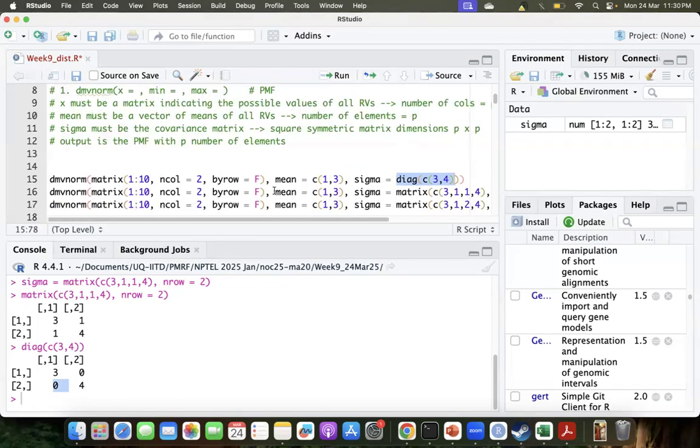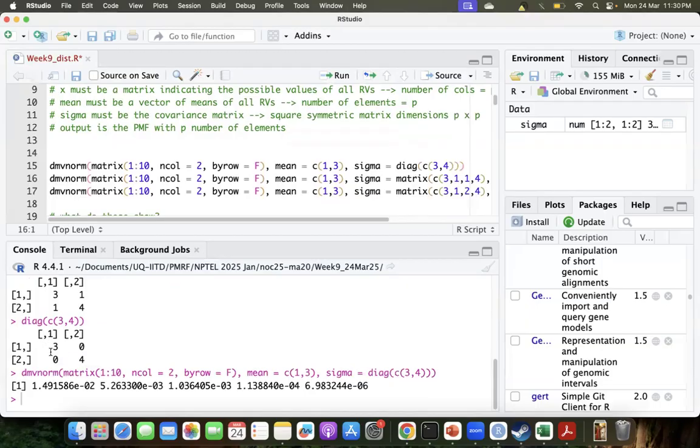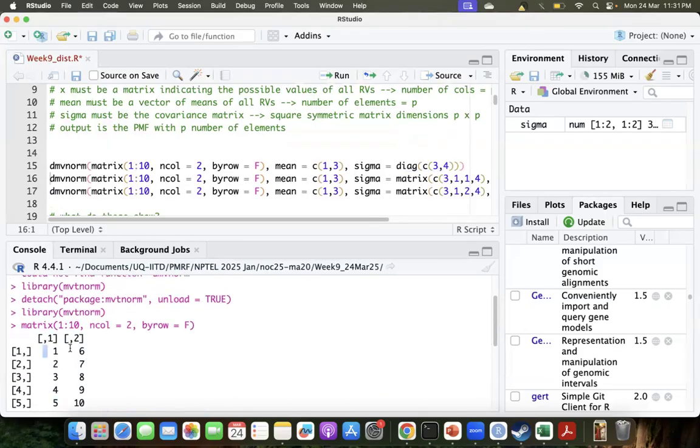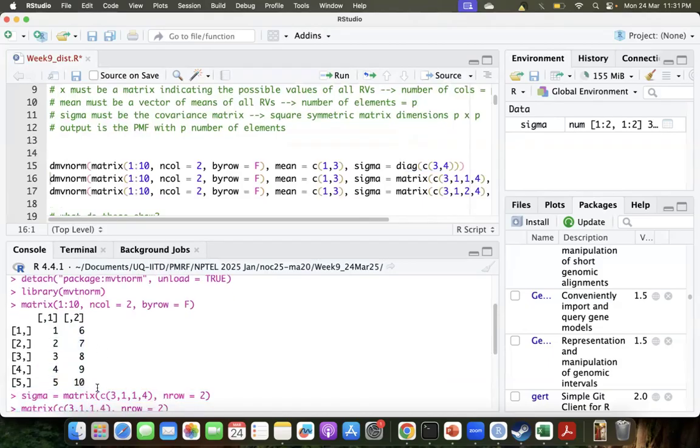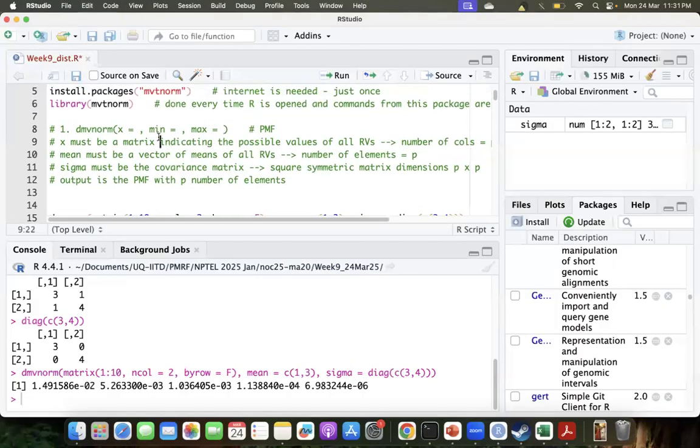If that is done, then the command here is dmvnorm. We run this, and now you have 5 values. This was the first pair of x and y, then the second, third, fourth, and fifth. Corresponding to each pair of values, you have now got the corresponding value of the PDF, not the probability.